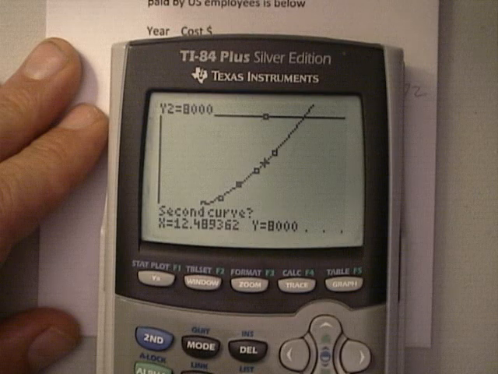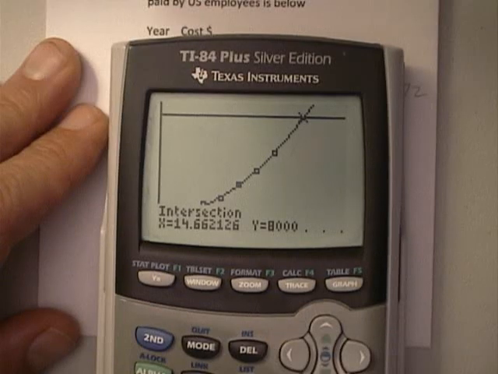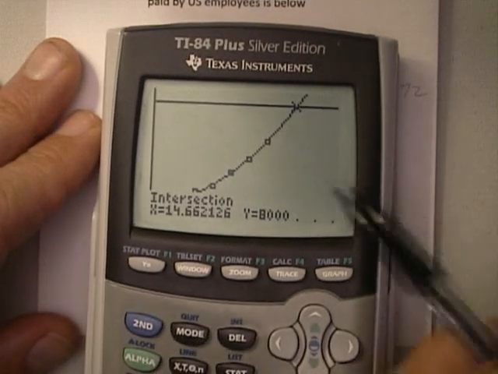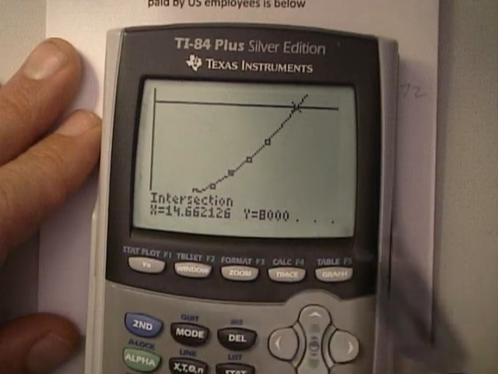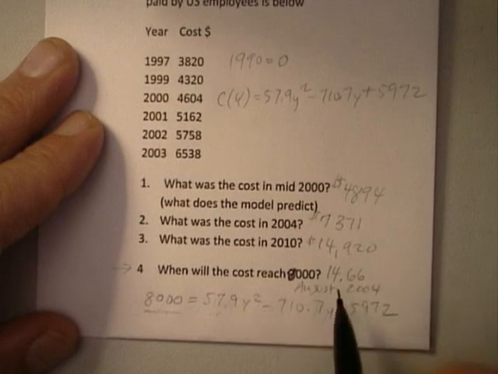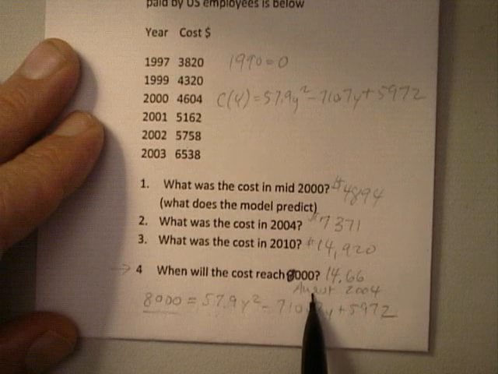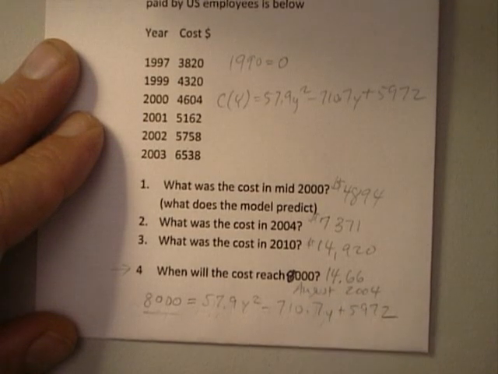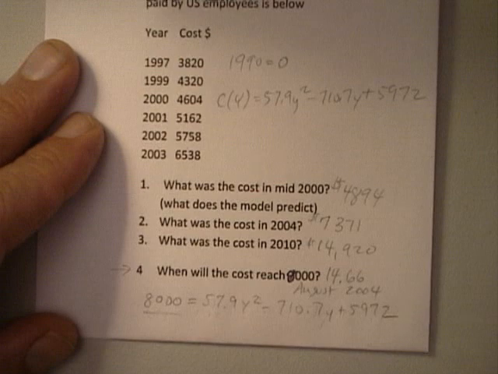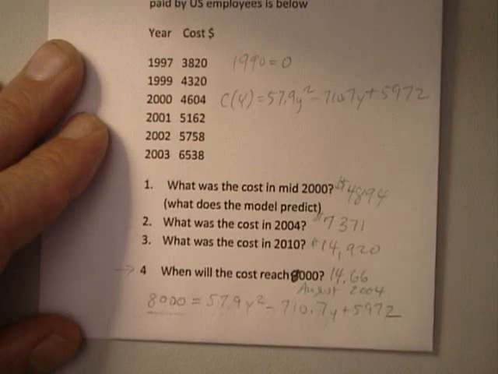Enter for the first curve, enter for the second up on the line, the horizontal line, and enter for a guess. And the guess does not have to be anywhere particularly close to that, just in the vicinity. It's smart enough to go right on it. And so it determined that at an output of 8,000, the input was 14.66, which it turns out if I multiply 0.66 times 12, I get about 8, and that's the 8th month of the year, so it ends up being August of 2004. Ends up being when we predict the cost will reach $8,000.